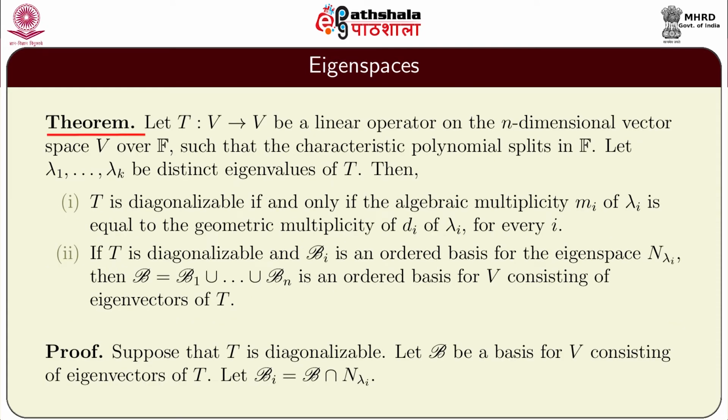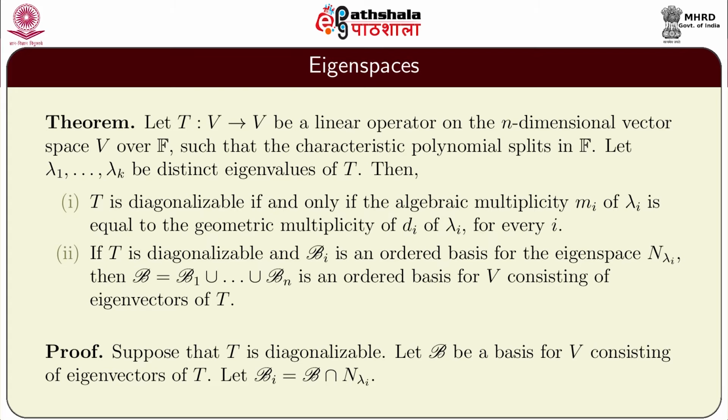Now, a very important theorem. Let T from V to V be a linear operator on the n-dimensional vector space V over F. We assume that the characteristic polynomial of T splits in F. So, let lambda 1, lambda 2 and so on up to lambda k be distinct eigenvalues of T. Then T is diagonalizable if and only if the algebraic multiplicity mi of lambda i is equal to the geometric multiplicity di of lambda i for every i.